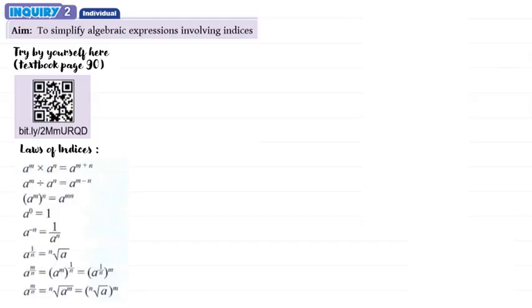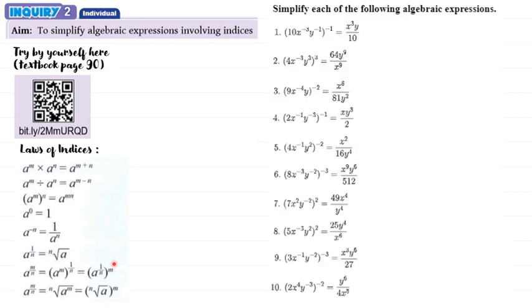For Inquiry 2, I also asked you to answer all 10 questions, as you should know how to solve them since you have learned this last year. This activity aims to simplify algebraic expressions involving indices. For those who haven't tried it yet, you can go to this link or scan this QR code to see all 10 questions. In order to solve the questions, you need to apply all the laws of indices that you have learned in Form 3. I will not show you the working steps for all 10 questions, so I will give the answers.